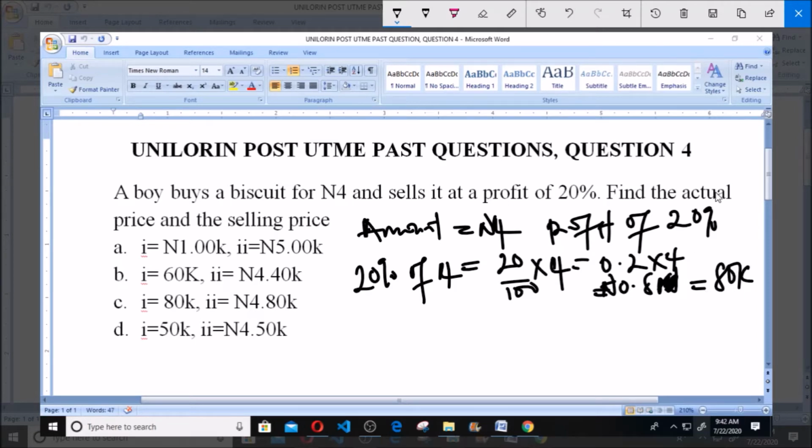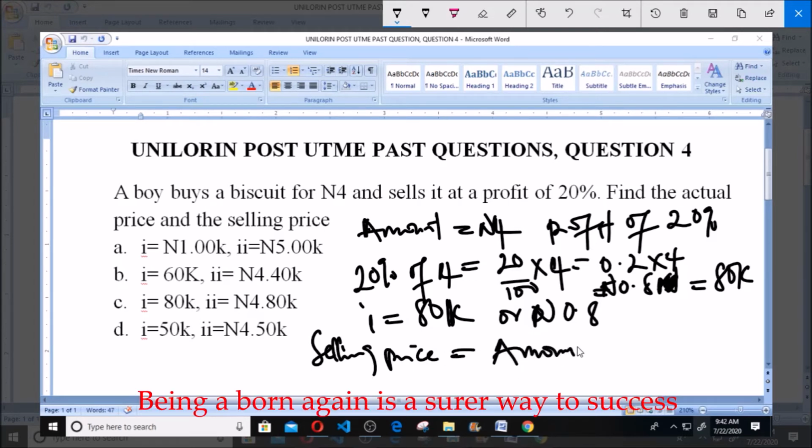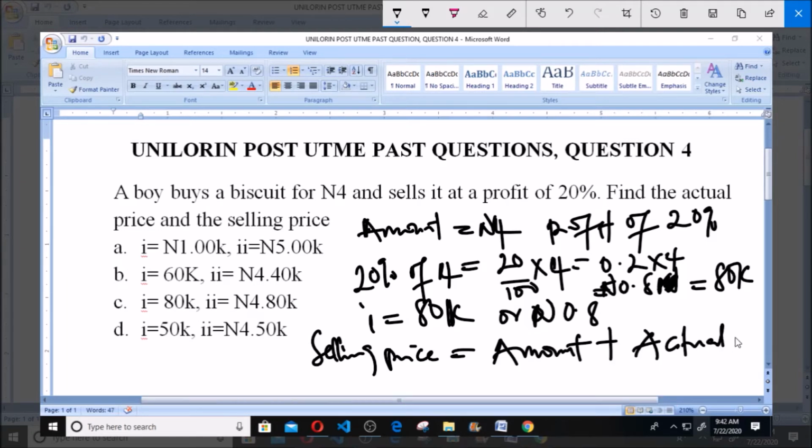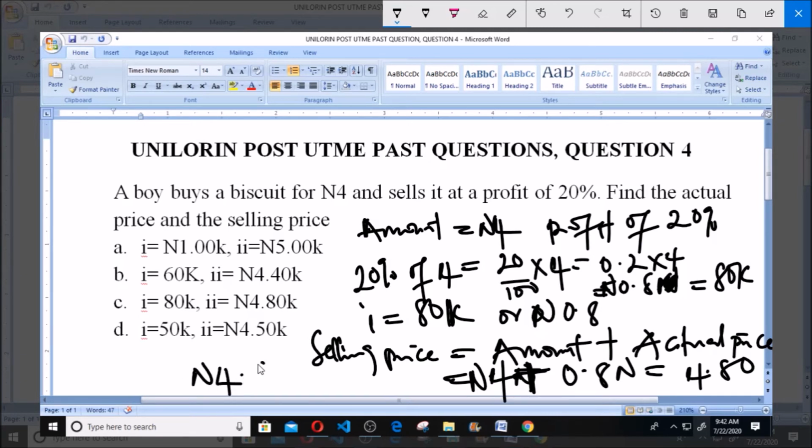So now his profit, which is the actual price they are talking of, I, is equal to 80 kobo, or 0.8 naira. Now they say find the actual price and the selling price. Now the selling price is equal to the amount plus the actual price. Now the amount, like I told you, was 4 naira, plus the actual price, 0.8 naira. Now 4.0 plus 0.8 is what? 4.80, which is 4 naira 80 kobo. Now 4 naira 80 kobo is what? The selling price, II.